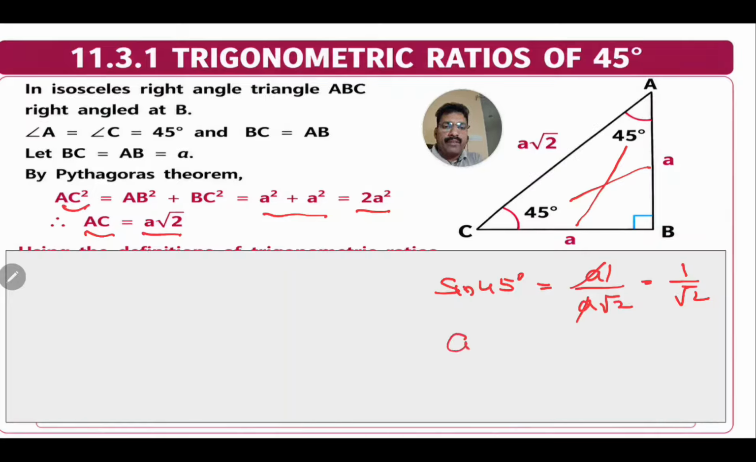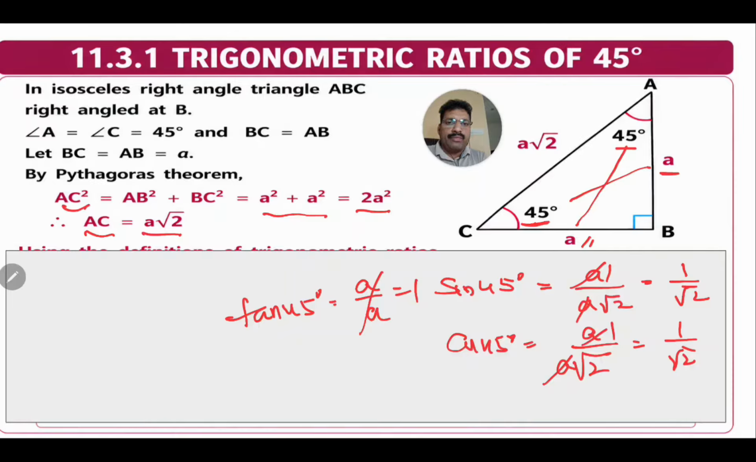Similarly, cos 45 degrees is adjacent side by hypotenuse. Here also if you consider this as 45 degrees, adjacent side is a. So adjacent side by hypotenuse, that is a root 2. So again a and a will get cancelled and you get 1 by root 2. Suppose you want to find tan 45. Tan theta formula is opposite side by adjacent side, that is equal to a by a, that gives 1. So like that, any trigonometric ratio you can find if the angle is 45 degrees.